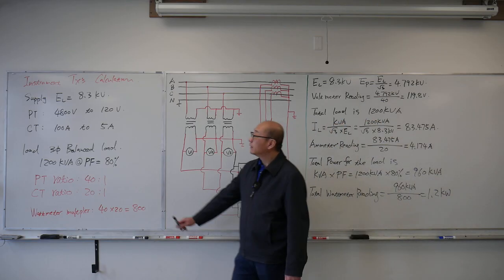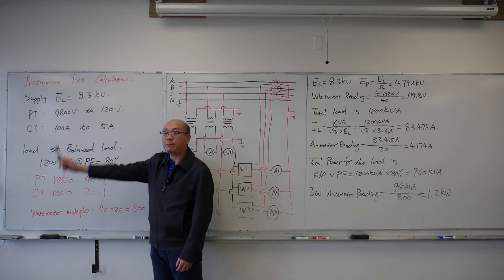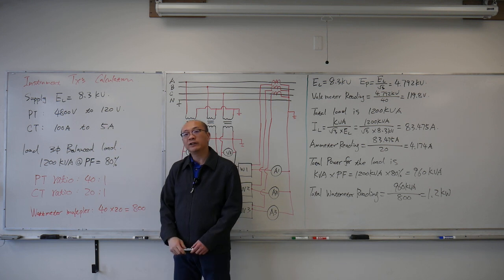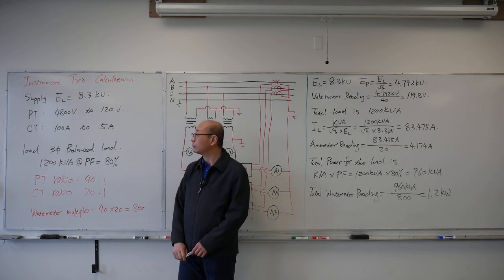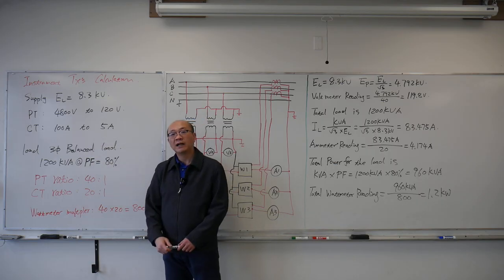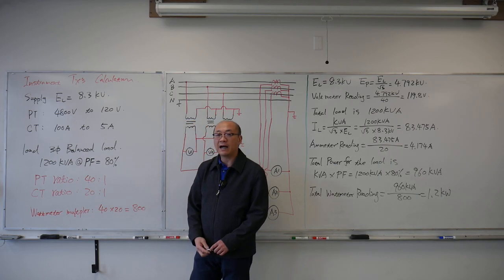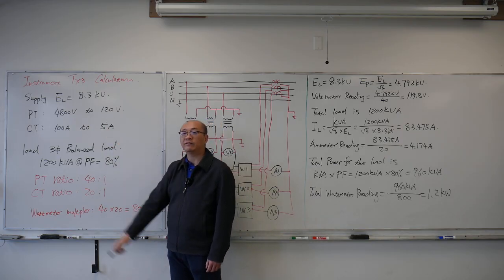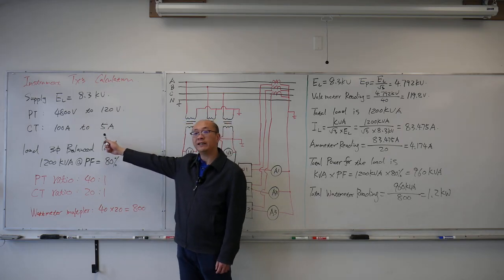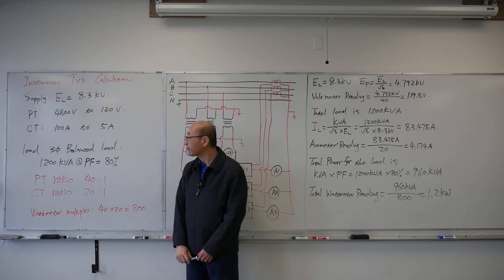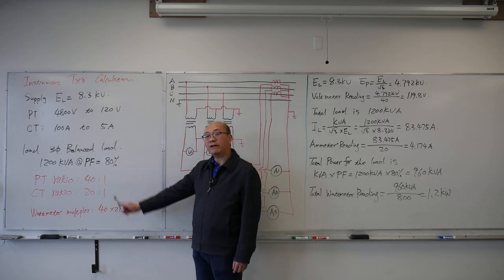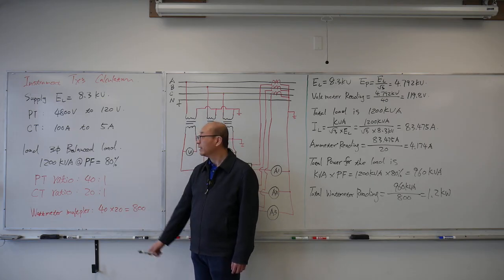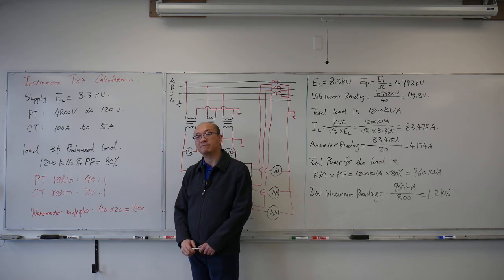First, the supply line voltage is 8.3 kilovolts. The PT has a ratio of 4800 volts to 120 volts. The CT has a ratio of 100 amps to 5 amps. As we mentioned before, the standard PT output is usually 120 volts, and the standard CT output is usually 5 amps. We have a three-phase balanced load, with a total of 1200 kVA at a power factor of 80%.